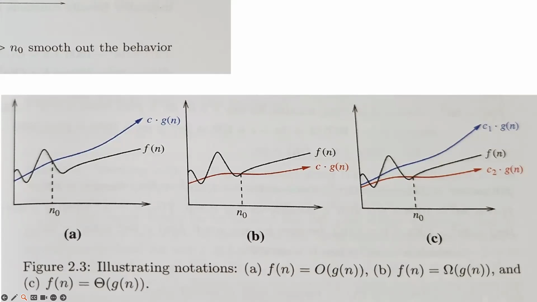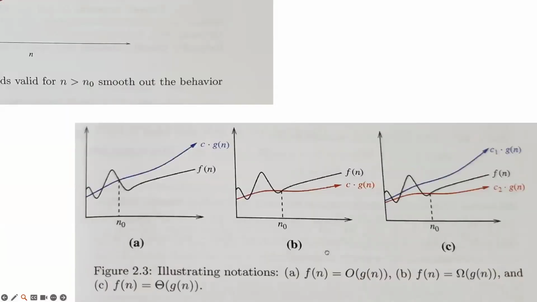Let's see, anything else to mention here? The worst case is big O. The best case is big omega. And the average case is big theta. Okay.